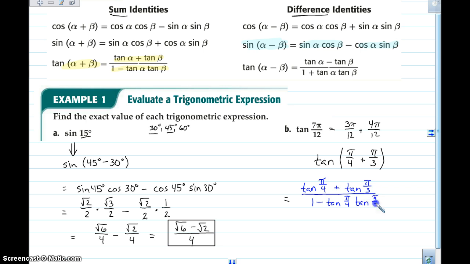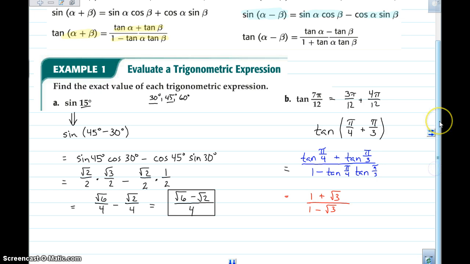And when we go to the unit circle, tangent of pi over 4 is 1, plus the tangent of pi over 3 is square root of 3. And again, the tangent of pi over 4 is 1 down here, so this is just 1 times the tangent of pi over 3, which is again square root of 3. Okay, this is our answer.